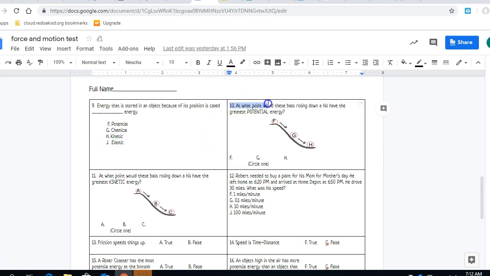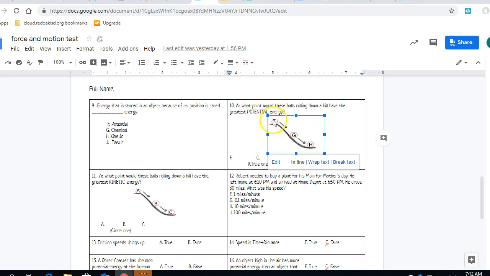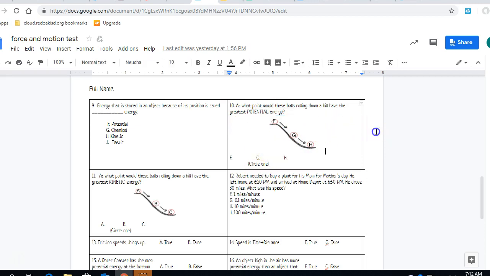Number 10. At what point would these balls rolling down a hill have the greatest potential energy? So does each one have the most potential energy? Does it have it F, G, or H? Where is the most potential energy?